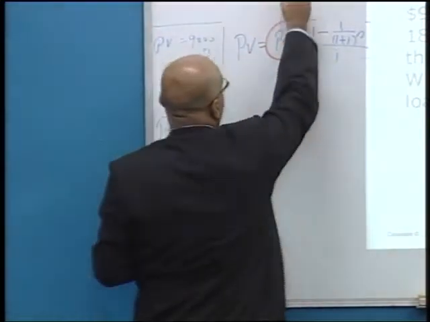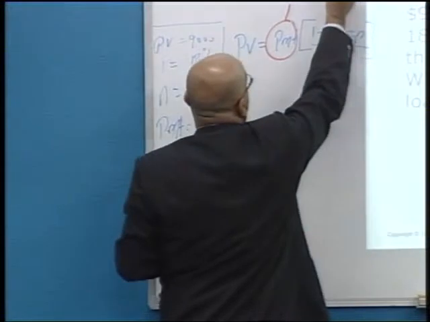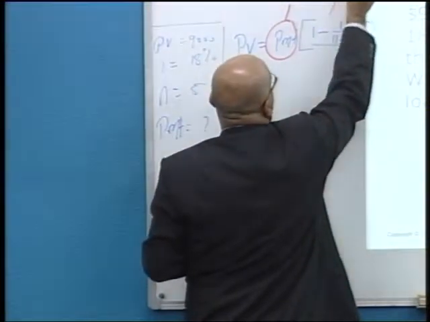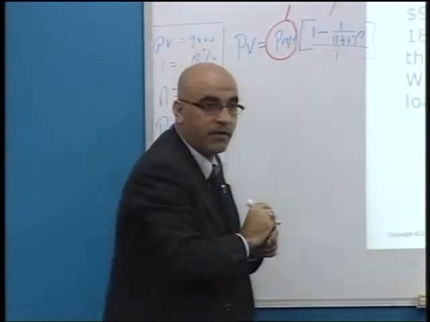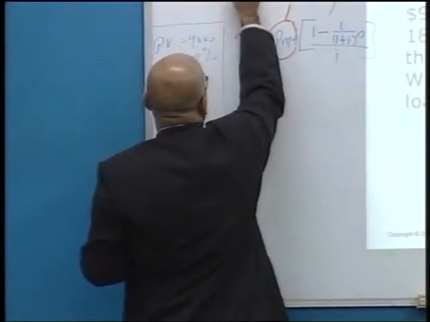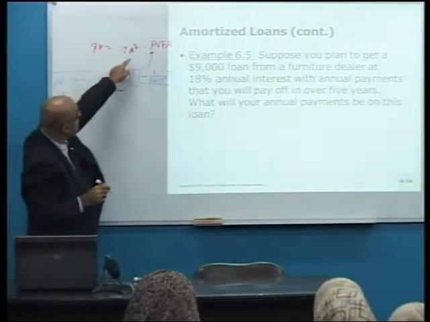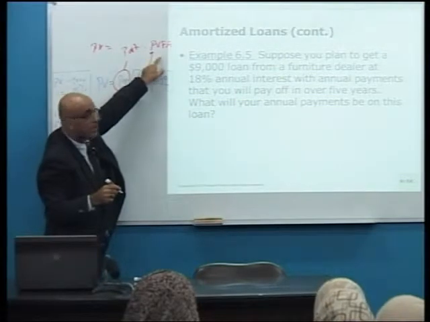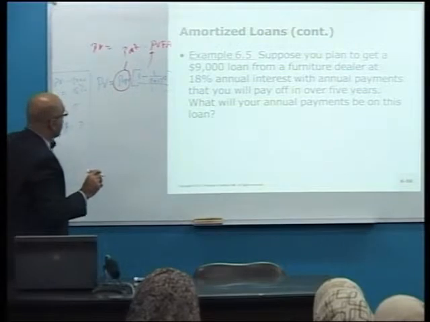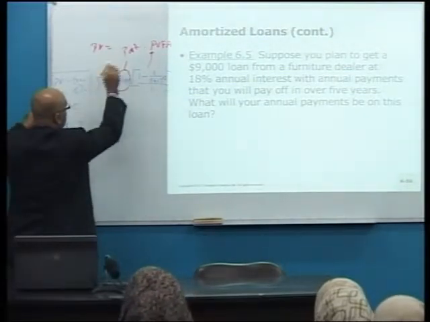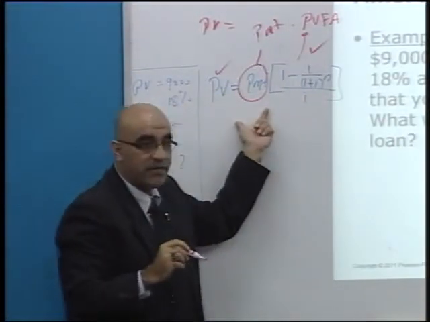This is the payments, and this is the present value factor annuity, and here is the present value. So the present value is equal to payment times the present value factor annuity. It's clear now. In this case, we know the present value, we know the factor, but we don't know the payments.